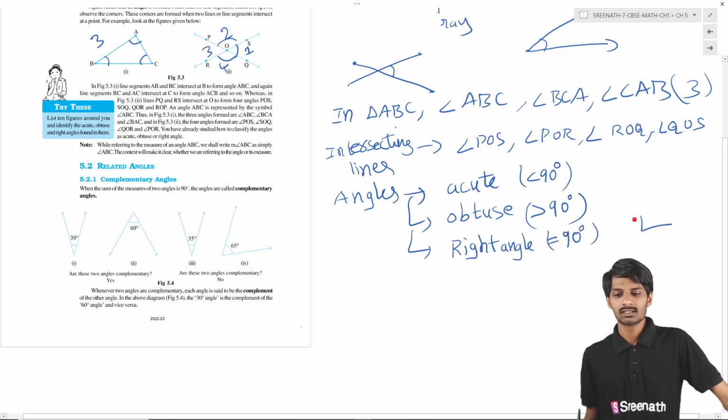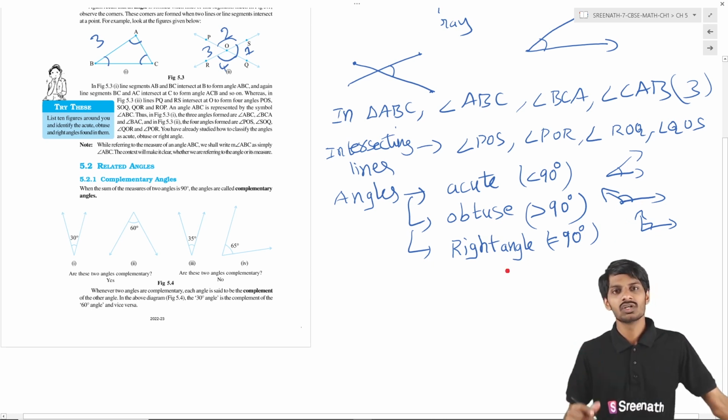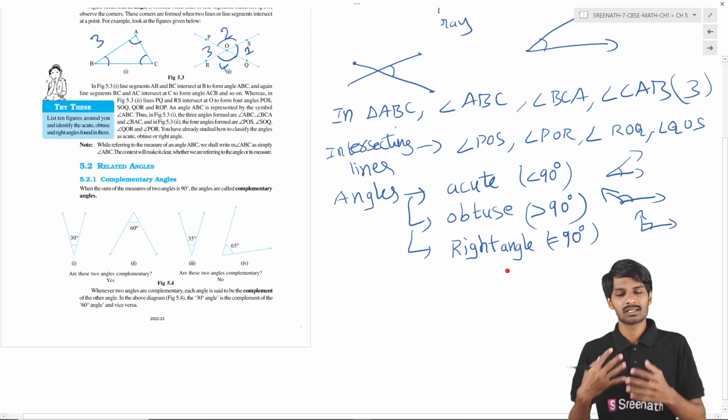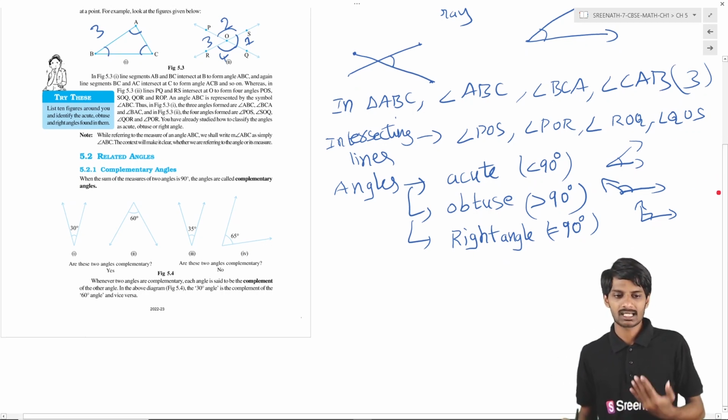Suppose between these two rays, the angle is 90 degrees. Between these two lines, the angle is greater than 90 degrees. And between these two rays, the angle is less than 90 degrees. So this is the acute angle, this is the obtuse angle, and this is the right angle. These are the two arms or the two sides, this is the vertex, and this is the angle. This is the knowledge we have studied in the previous classes, in the previous chapters, students. So this is basically the introduction.